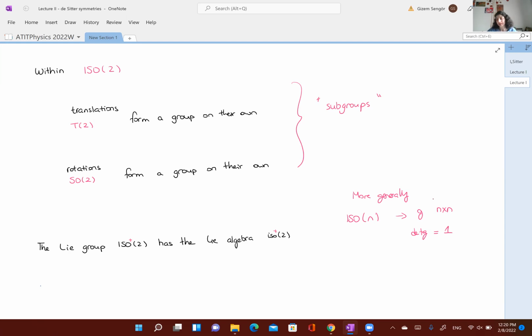And then you will see, like, if you open up some book and look at its group elements as written down as matrices, or if you calculate this yourself, you will see 3 by 3 matrices if you look at ISO3. Okay?